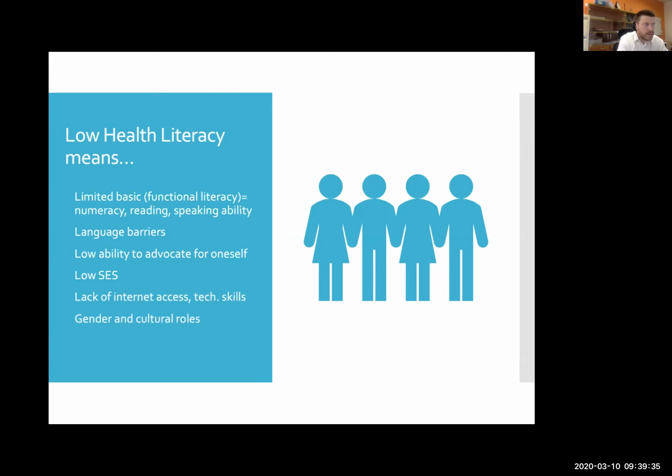We know that those who have low health literacy generally have limited functional literacy. Functional literacy is defined as the ability to understand and to read, to count, to make small calculations, and speak. People that are not able to speak have a low functional literacy. Now, besides language barriers and the difficulty of understanding a different language, those who have low health literacy have a low ability to advocate for themselves in terms of health. They cannot speak up, they cannot be upfront. They tend to have a low socioeconomic status.